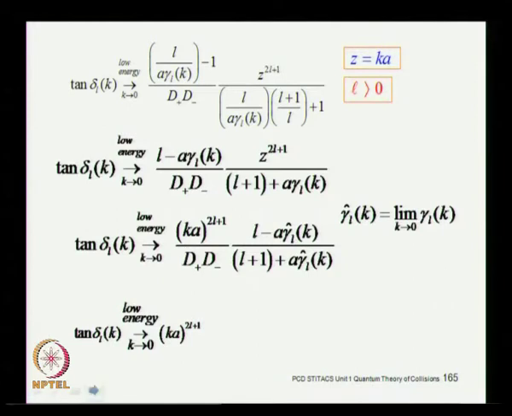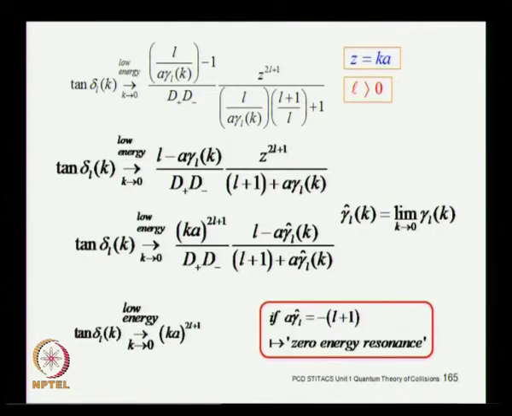So, this is the overall conclusion, that the low energy phase shift goes as k to the power 2l plus 1. That is the overall conclusion which comes, other than multiplying factors and so on, but this is the dominant story which is emerging.